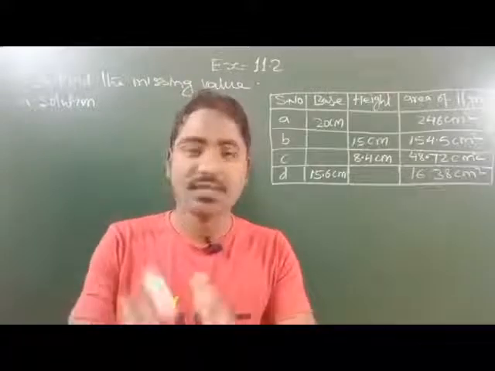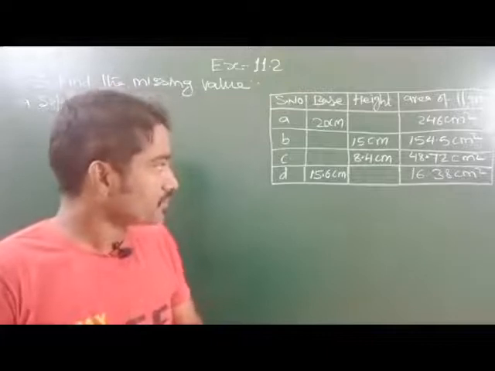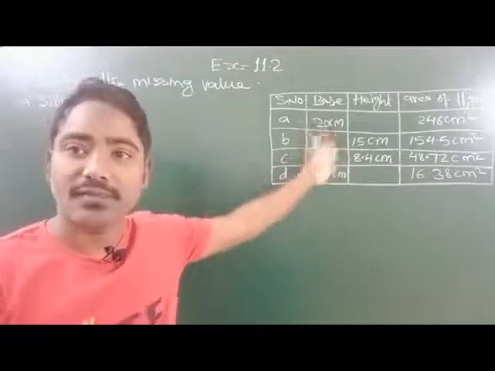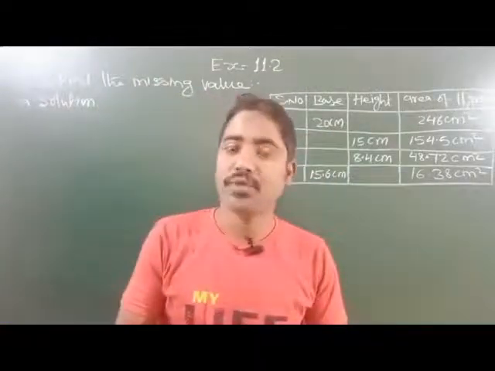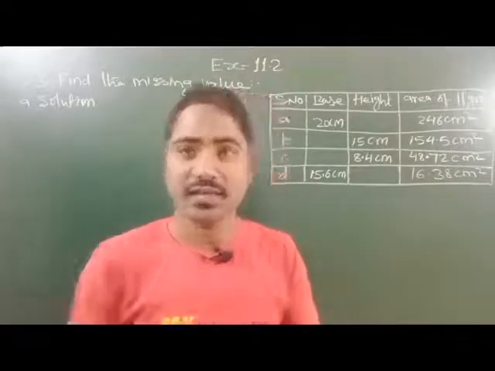Somewhere area is missing. No, area is given everywhere, no problem. So somewhere base is missing and somewhere height is missing. So we have to calculate the missing parameter, either base or height. So let us start our solution.